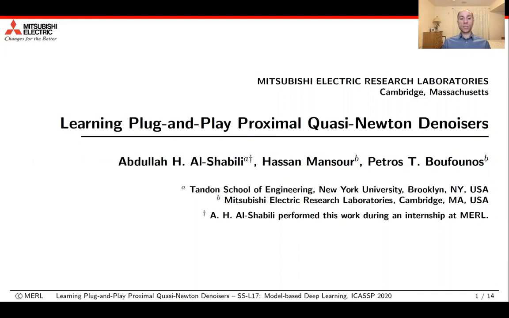Today's talk will be dealing with learning plug-and-play Proximal Quasi-Newton Denoisers. This is joint work with Abdullah Al-Shabili from New York University. Abdullah was an intern at MERL during the summer of 2018 when we conducted this work. And this is also in collaboration with my colleague, Petros Boufounos from MERL.